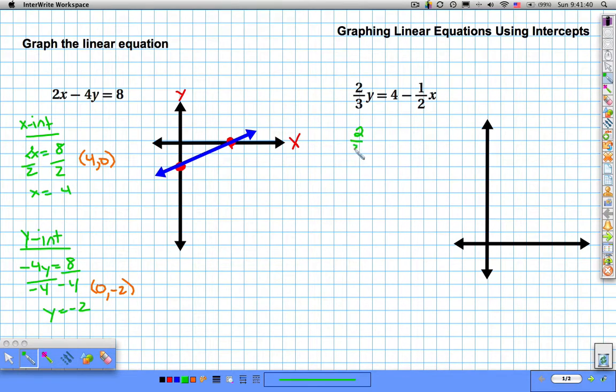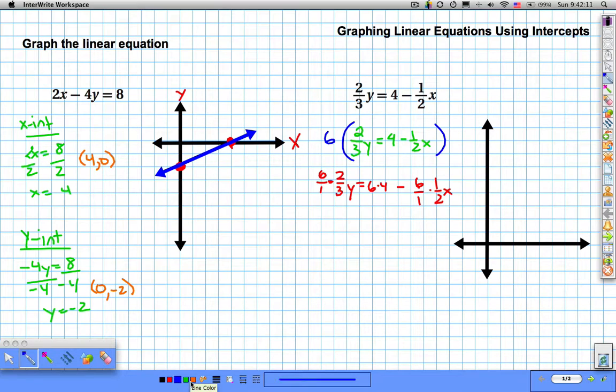So what I'm going to do is take this and multiply this entire thing by that LCM of 6. This whole thing is going to get multiplied by 6. So that means every single term. So for our first term, we're going to have 6 over 1 times 2 over 3y equal to 6 times 4 minus 6 over 1 times 1 over 2x.